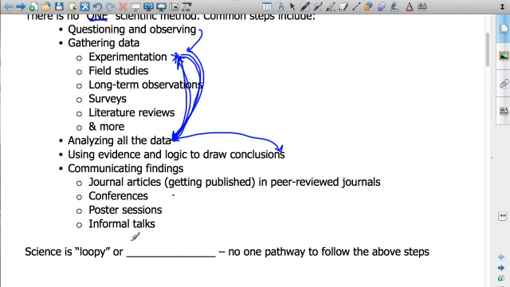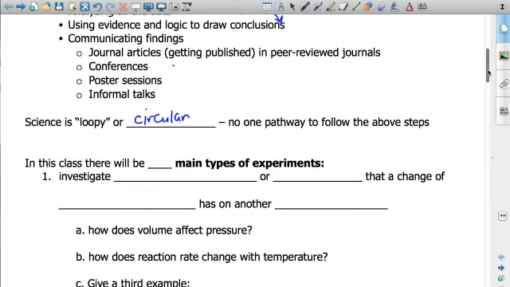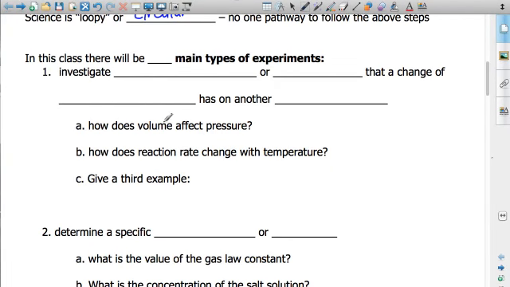So as the book says, science is loopy or circular. It doesn't follow a linear path. It goes back and forth and around in circles and such. There's no one path that it's going to follow. In this class, we're going to look at two types of experiments. The first is where we're going to identify relationships or effects.